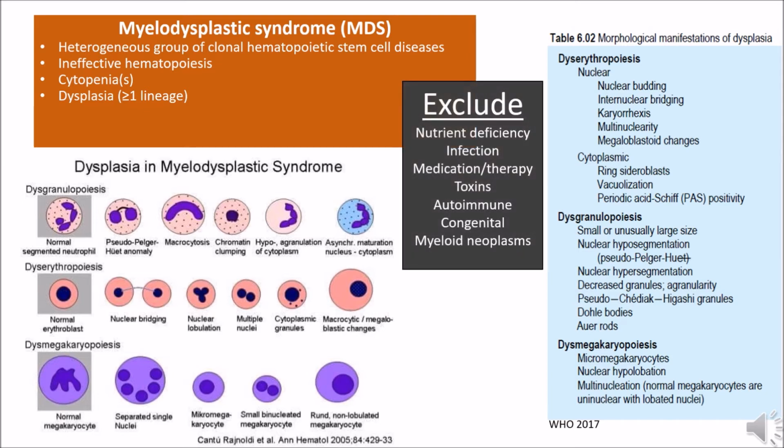These include nutrient deficiencies such as B12, folate, and copper, infection such as HIV, EBV, CMV, and parvovirus, chemotherapy and medications, toxins such as alcohol, heavy metals, and arsenic, autoimmune conditions, and some congenital disorders. Myeloproliferative neoplasms previously discussed may show morphologic overlap with MDS. CML has small monolobated or dwarf megakaryocytes, for example. Recurrent genetic abnormalities are also common. Patients with MDS are at increased risk of developing AML.